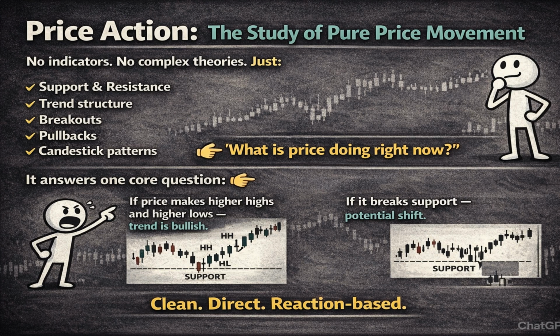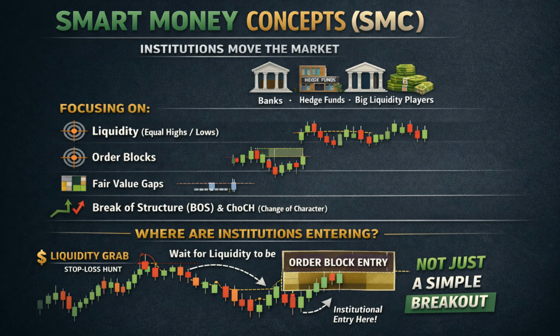Let's start simple. Price action is the study of pure price movement. No indicators, no complex theories. Just support and resistance, trend structure, breakouts, pullbacks, candlestick patterns. It answers one core question: what is price doing right now? If price makes higher highs and higher lows, trend is bullish. If it breaks support, potential shift. Clean, direct, reaction-based.